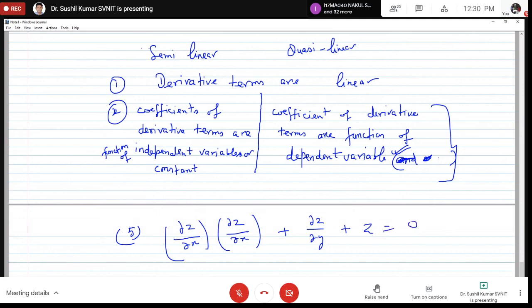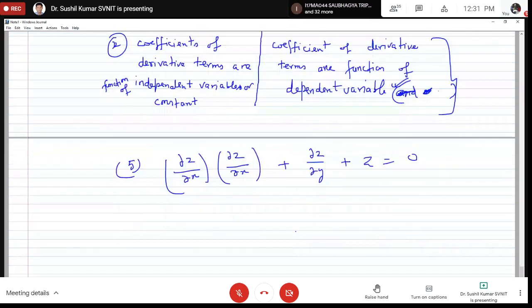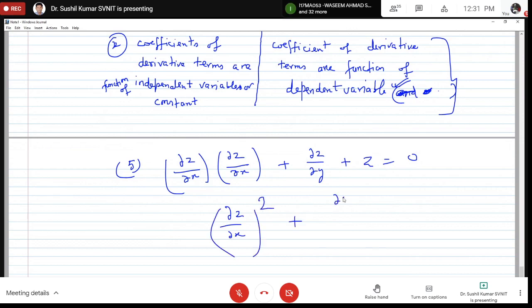What is the nature of this differential equation? Is this equation linear or non-linear? Non-linear, sir. Non-linear due to the first term, because the first term is del z over del x whole square. So this is del z over del x whole square plus del z over del y plus z equal to 0. Can you say this equation is semi-linear or quasi-linear? What is your conclusion about the semi-linearity or quasi-linearity of this equation?